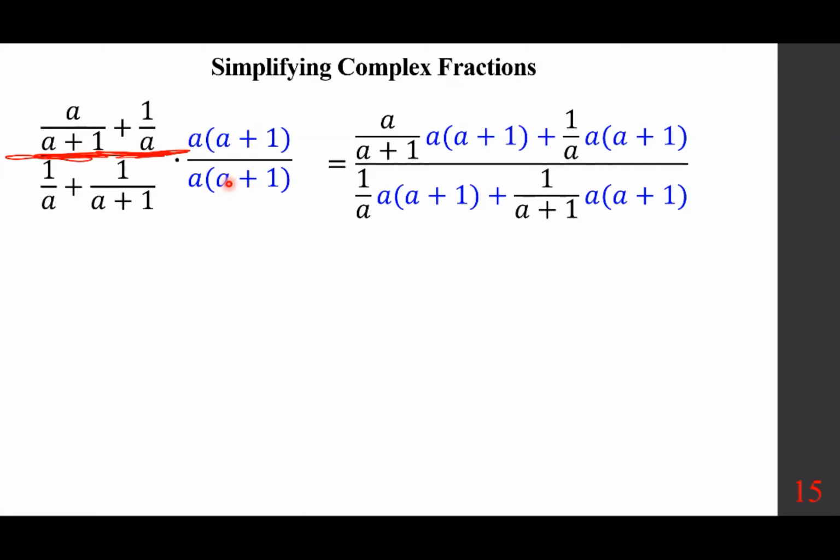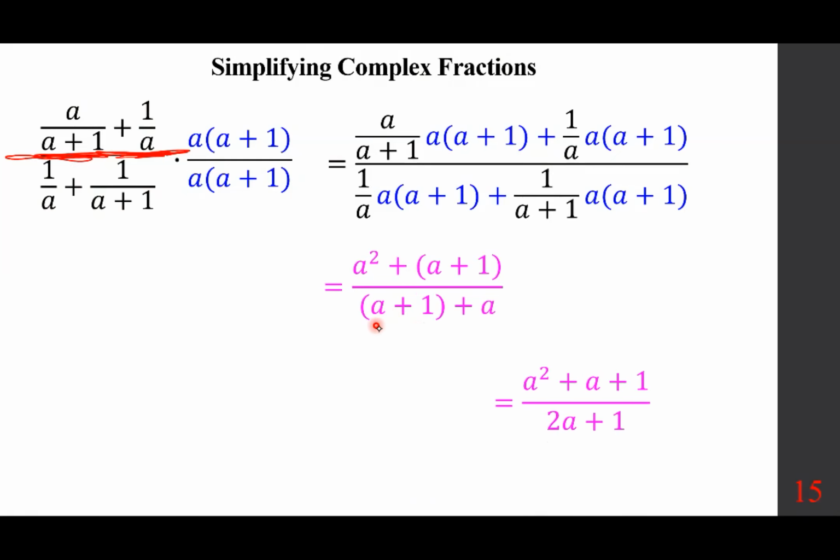If you multiply these two, A goes away, 1 times A plus 1. If you multiply these two, A plus 1 goes away, 1 times A. Or just do it here if it's easier. So A squared plus A plus 1, A plus 1 plus A. Obviously, in the denominator, we can combine these two into 2A, and there is nothing else we can do. And this can't be factored out.